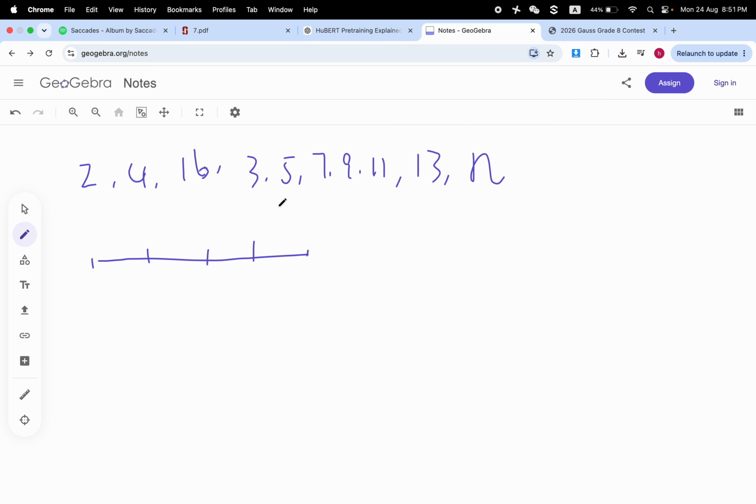And what do we do? Probably we focus on the extremities. So the smallest guy is this guy, the largest guy is this guy. And why are they important?